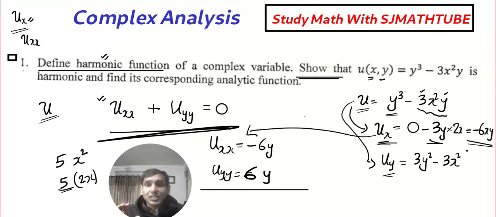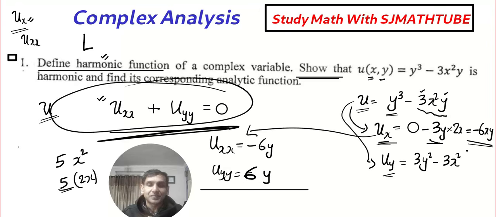So if someone asks you what is harmonic, all you have to tell them is the sum of the second order partial derivative should vanish. Or you can simply say the function must balance the Laplace equation. This is the Laplace equation. And if they ask you to prove it is harmonic, all you have to do is prove that the sum of the second order derivatives equal to 0.